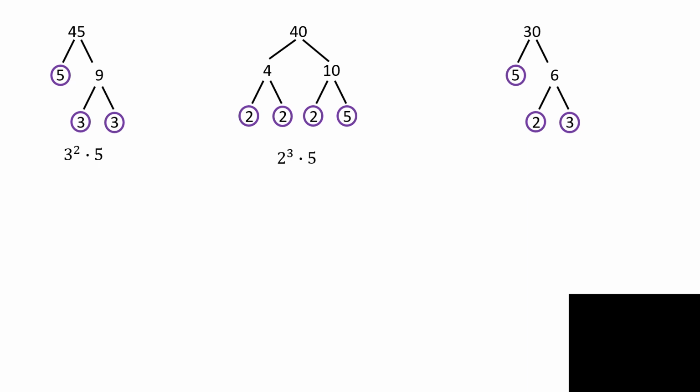Smallest number I circled was a 2, but I only circled one of them. Next smallest number was a 3. I only circled one of them. I also circled a 5, but only one of them. So the answer is 2 times 3 times 5. Notice I put those in order from least to greatest. 2 times 3 times 5. Those prime numbers multiplied together make 30. That's why we call that the prime factorization. 2 times 3 times 5 makes 30.